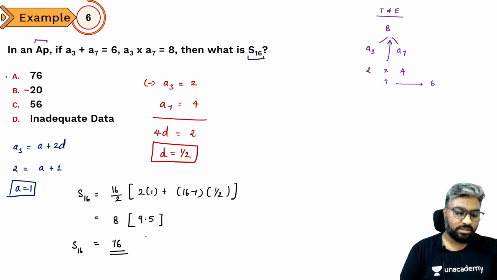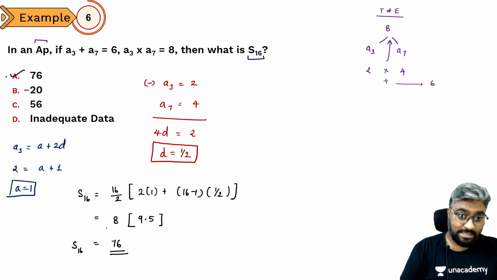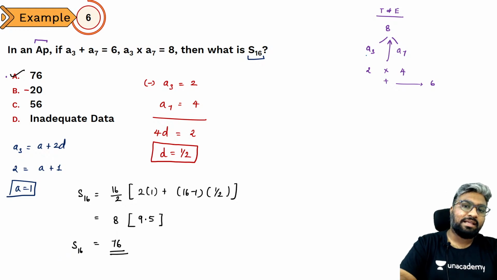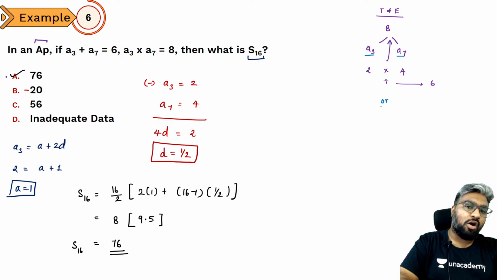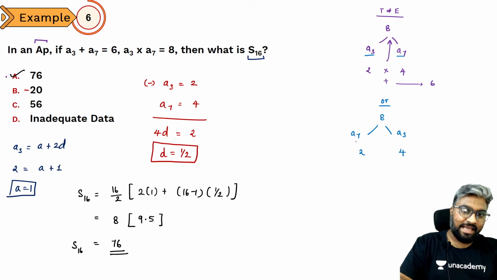Any doubts here? Yes, but there is a small hiccup here. Is it necessary that A3 should be 2 and A7 should be 4? Is it necessary? There is an alternative way also. I can split 8 in this way as well: A7 is 2 and A3 is 4.